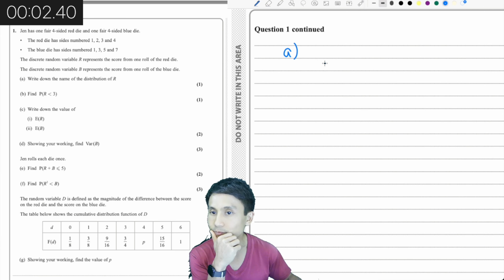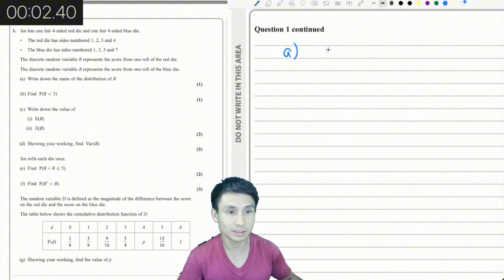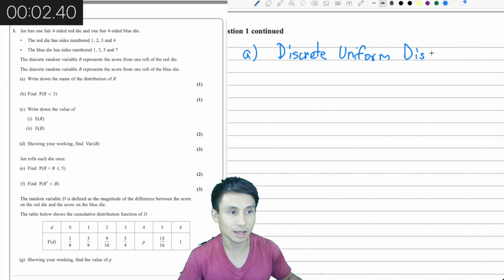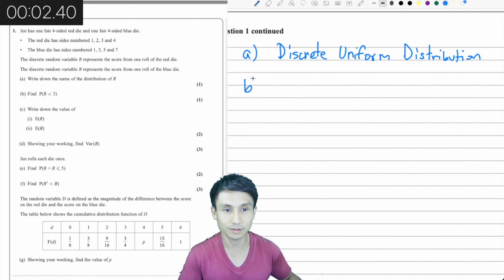Okay, so the discrete random variable R represents score from one roll of the red die and B from one roll of the blue die, because they're all fair dice, right? So this is discrete uniform distribution. That means the probability for each variable is the same. Yeah, it's a fair die.